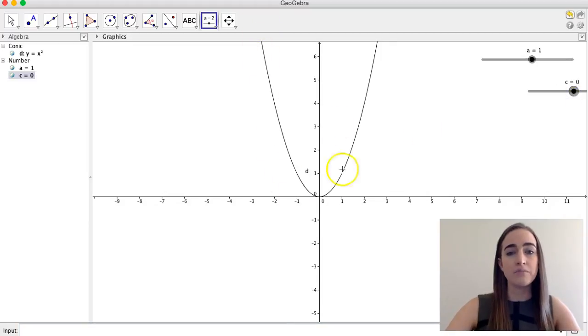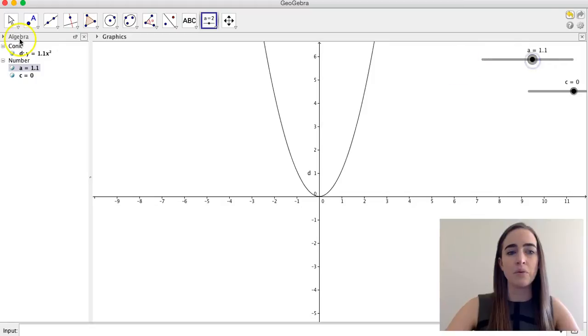Alright, so we've got this black curve here. That's our parabola, which at the moment is represented by the equation just y equals x squared. So this is the most basic parabola that you can have. I want to play with these sliders and see what the different numbers do.